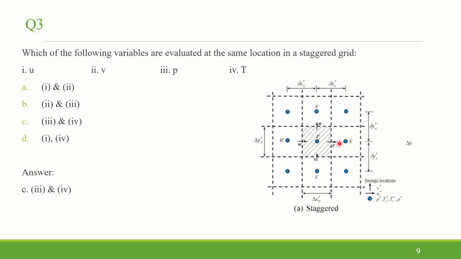So this is how the staggered grid looks, wherein the scalars and vectors are being evaluated at different locations. So that is this thing. Now we will go to the next problem.